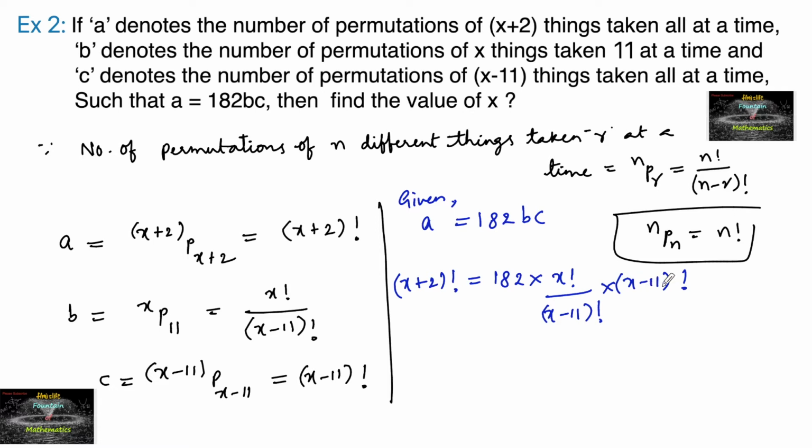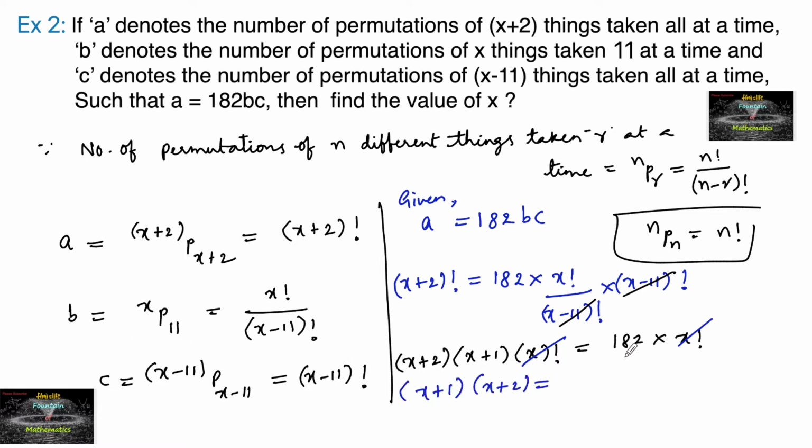So here we can cancel x minus 11 factorial, and among x plus 2 factorial and x factorial, x plus 2 is the greater number, so we can reduce x plus 2 factorial to the lower number, that is x factorial. So let me write that x plus 2 factorial can be written x plus 2 into x plus 2 minus 1, that is x plus 1 into x factorial, which is equal to 182 times x factorial. So we can cancel x factorial, and we have x plus 2 into x plus 1, or x plus 1 into x plus 2, which is equal to 182.